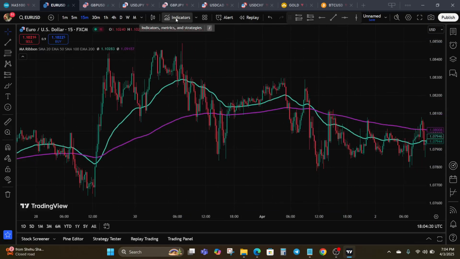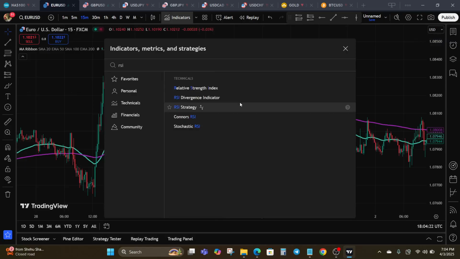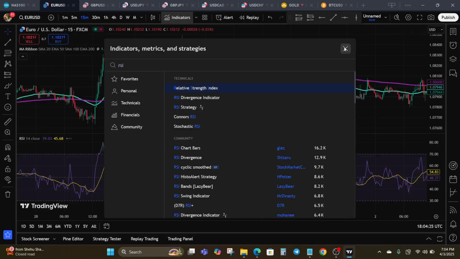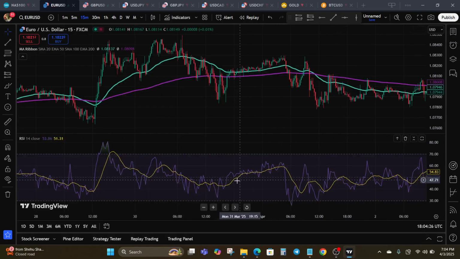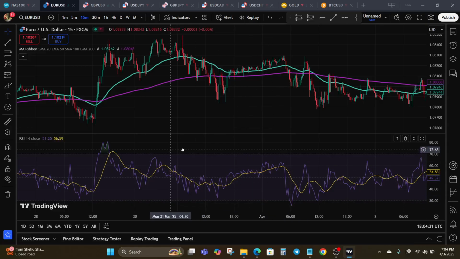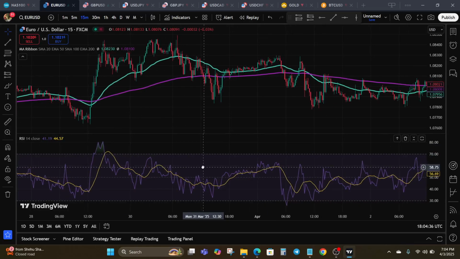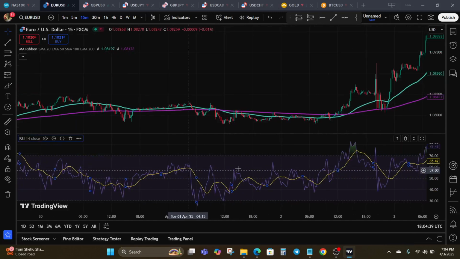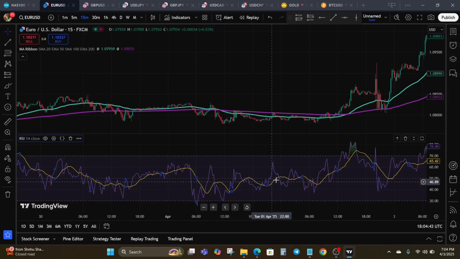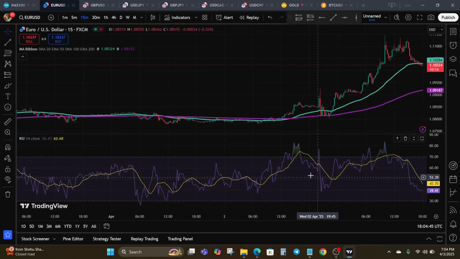Then the second step is to confirm the entry with the RSI. So the RSI helps us avoid bad trades by showing us if a market is overbought or oversold. If the RSI is above 70, the market might be overbought, meaning a reversal could be coming. But if the RSI is below 30, the market is oversold, signaling a potential bounce. But we don't just blindly trade based on RSI, we use it alongside the EMAs. Now, the third step is executing the trade.